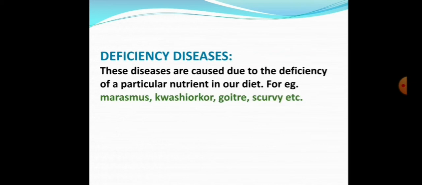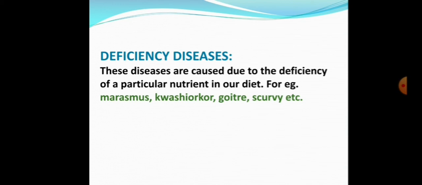Then after lifestyle diseases, we have one more category of diseases, that is deficiency diseases. What are deficiency diseases? These are the diseases that are caused due to deficiency. Deficiency means lack or shortage of a particular nutrient in our diet. When we don't take a particular nutrient in our diet and that nutrient becomes short in our body, then we can have a deficiency disease. Examples of these diseases are marasmus, kwashiorkor, goiter, scurvy, rickets. Many diseases are there. In fact, anemia, because when we don't eat food rich in iron, we can have anemia. So it is also a deficiency disease.